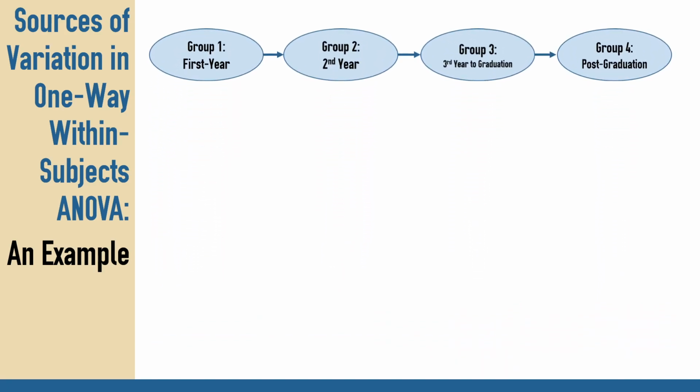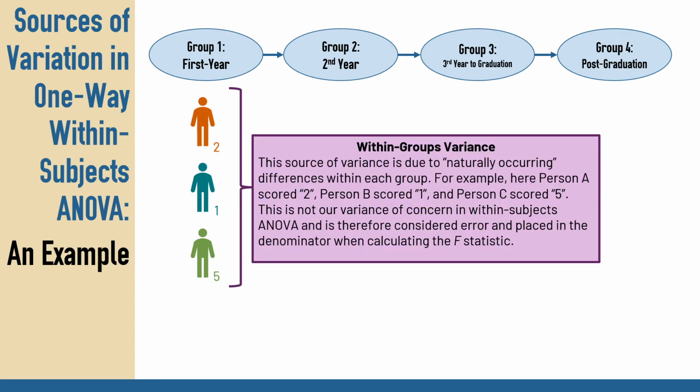To elaborate more specifically on this example, let's say we have a group of first-year students, and this first person rates their sense of belonging at 2 in their first year. Another person rates it at a 1, so it sounds like they're struggling to find some community. This person rates it as a 5. So we're seeing some difference, and this here we'd call within groups variance.